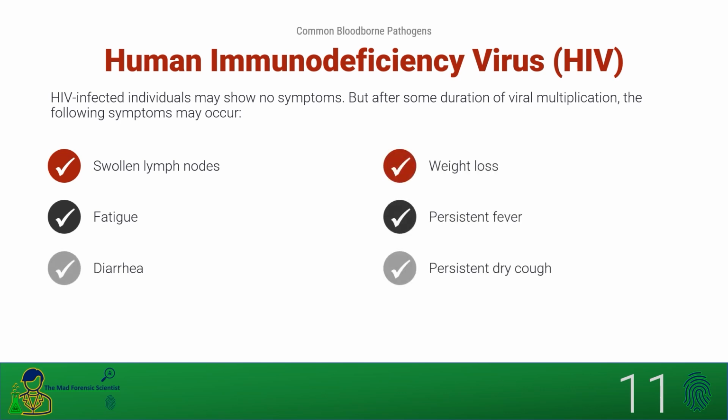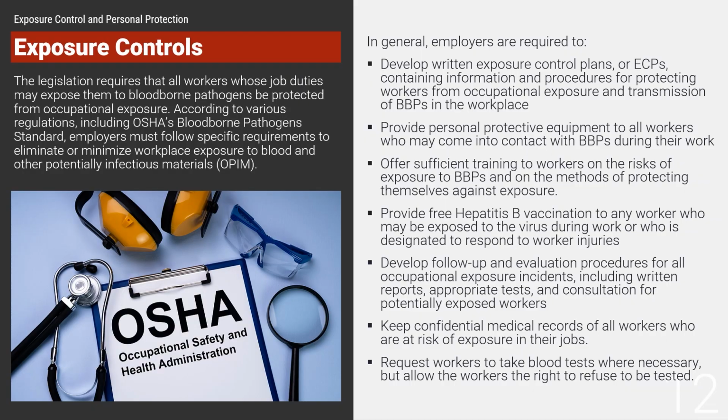Exposure controls. Legislation requires that all workers whose job duties may expose them to bloodborne pathogens be protected from occupational exposure. According to various regulations, including OSHA Bloodborne Pathogen Standards, employers must follow specific requirements to eliminate and minimize workplace exposure due to blood or OPIM.